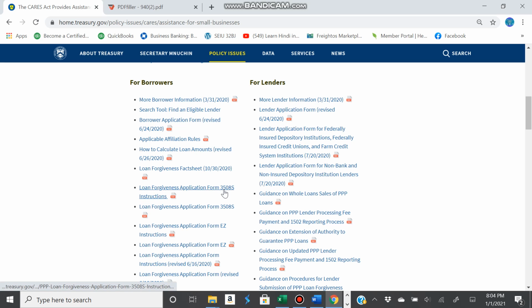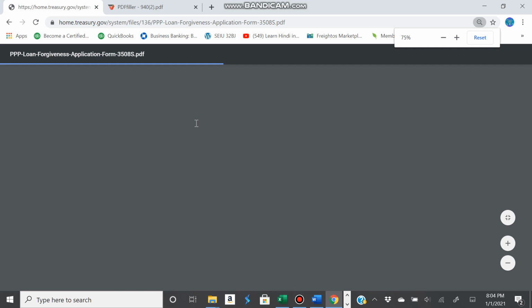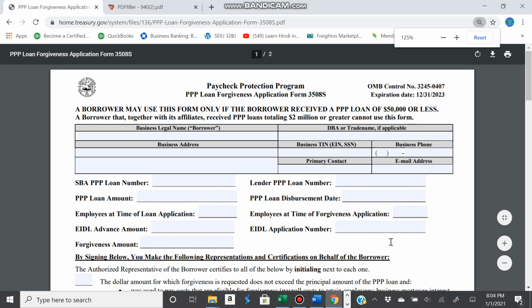There are also instructions for using 3508S form. There are instructions for using the EC form. But today we are going to look at loan forgiveness application form 3508S form. If you click here, the form will upload and we are right into the PPP loan forgiveness application form 3508S.